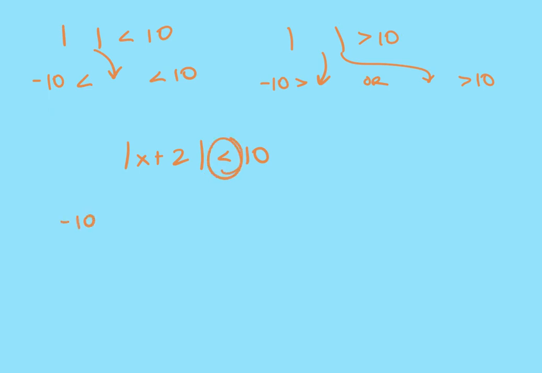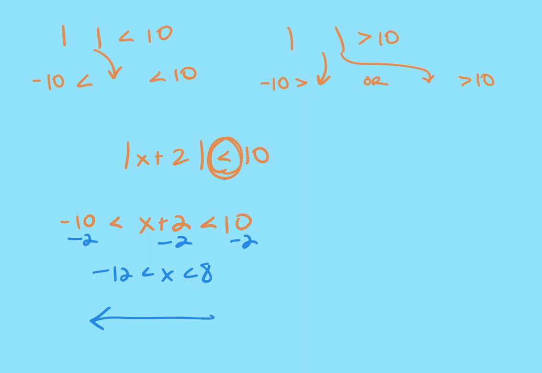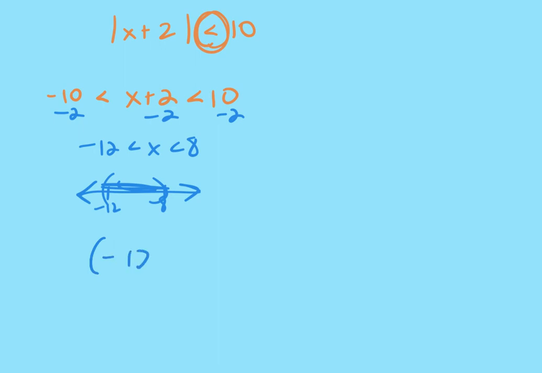I keep the sign going in the same direction, so small on the left and big on the right. And then I write what's in between the absolute value, and then I continue out the rest of its statement. And then I would subtract the 2, and I get negative 12 is less than x, which is less than 8. And then that's on my number line in between negative 12 and 8, parentheses on both sides, so the interval notation looks just like it.